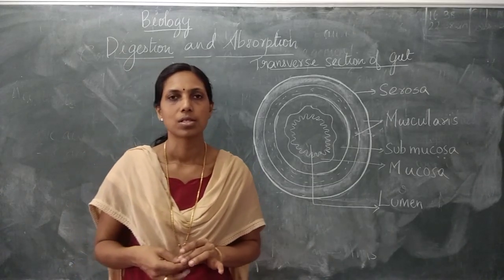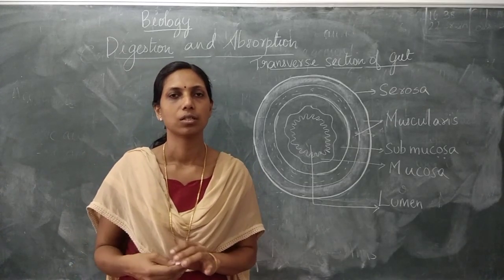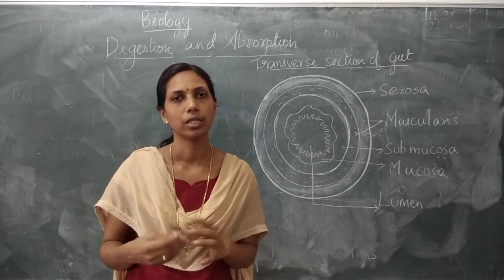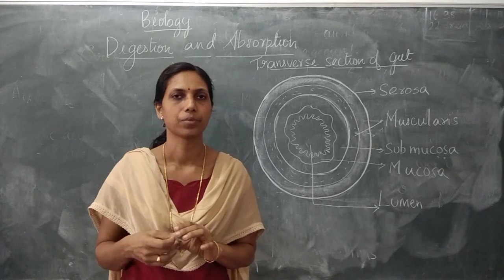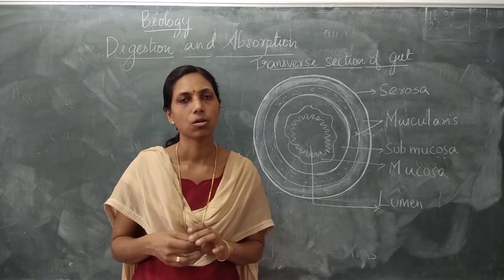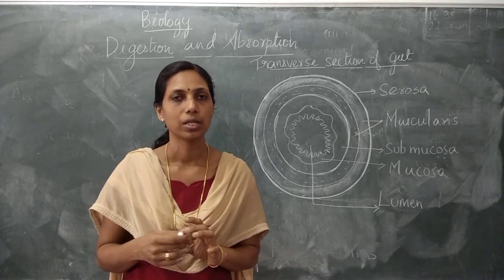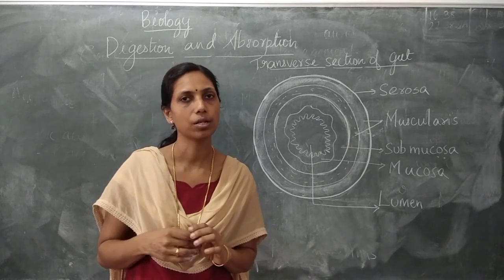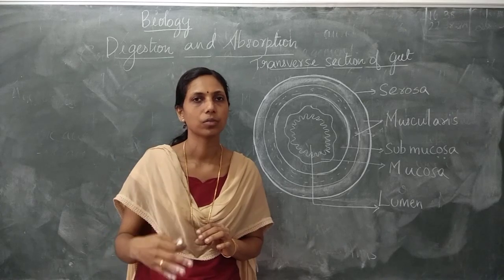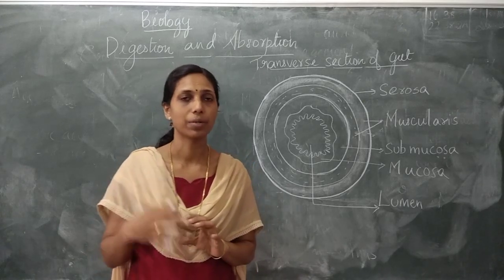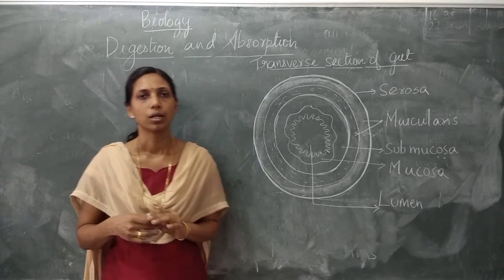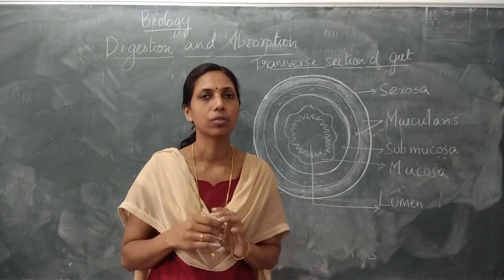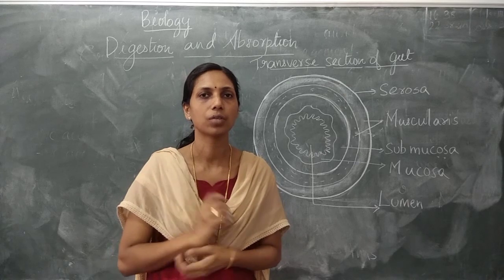Okay children, now our second session in this chapter, we'll be discussing the further details of the digestive system. So we'll go to the next topic, that is the alimentary canal. Till now we studied the complete parts of the digestive system, what all organs made up the digestive system. Now we will discuss the section of the alimentary canal.